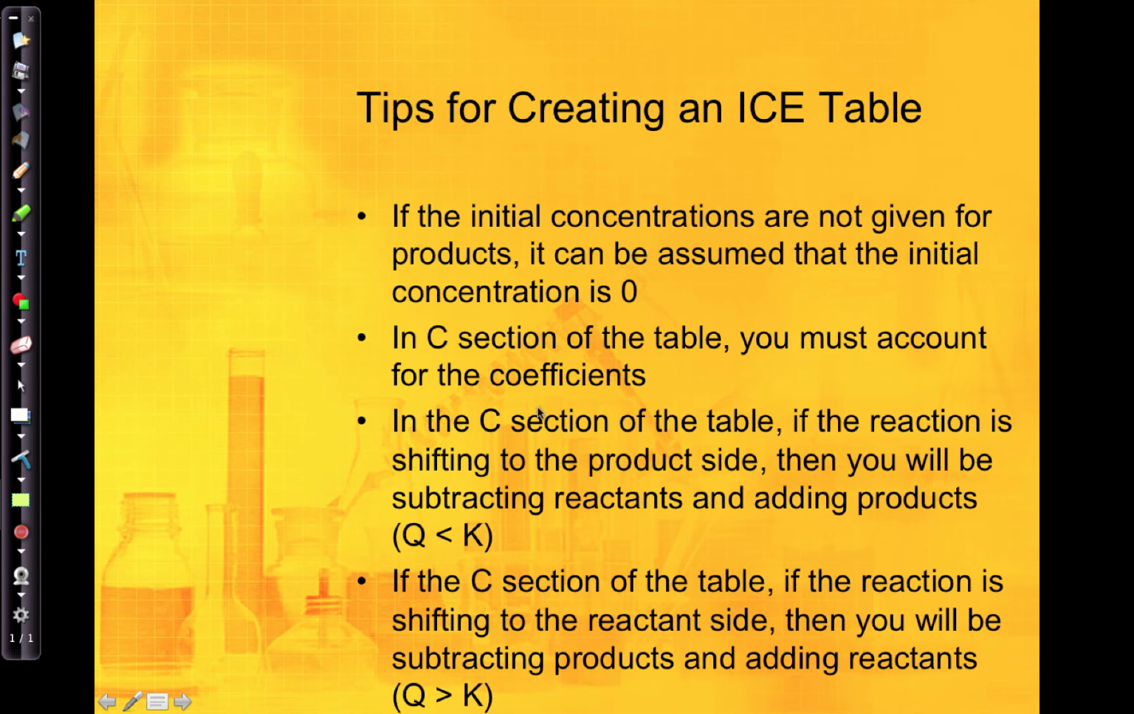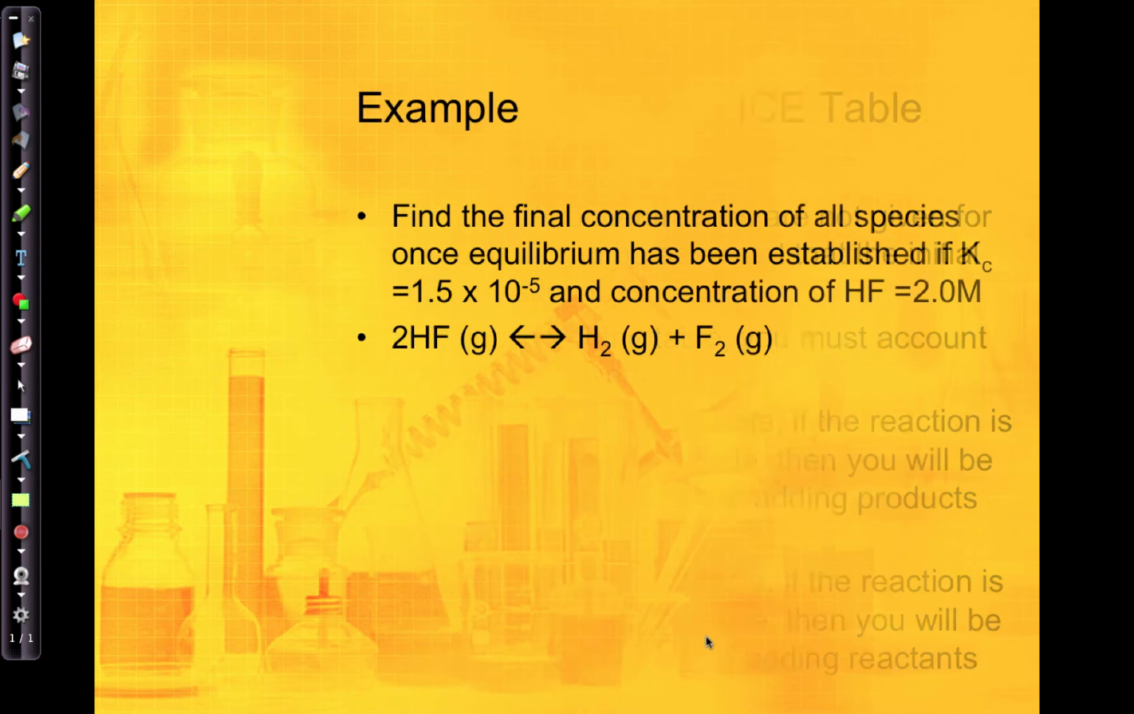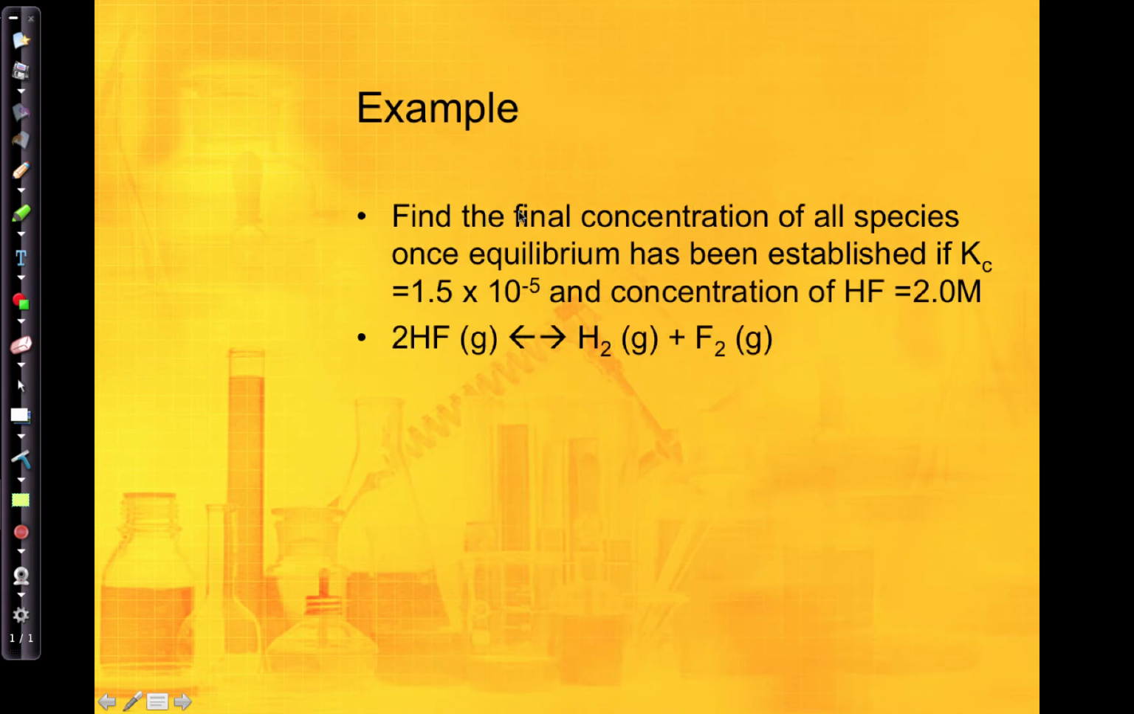Alright, so if your initial concentrations of the products are not given, you can assume it's 0. But if they are given, you have to solve for Q first. And then if Q is greater than K, then you're going to subtract reactants and add the products in the C section of the table. And if Q is less than K, you're going to subtract the products and add reactants.